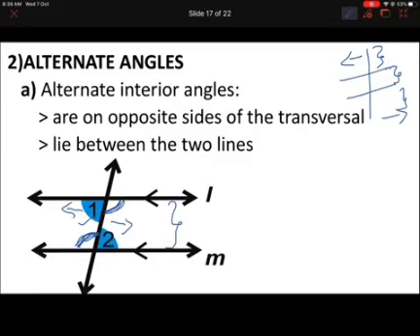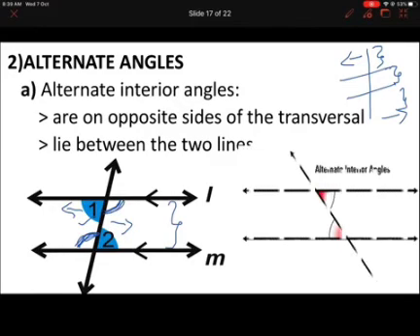Clear children? 2 pairs. Okay. Alternate interior angles. I have shown one as 1 and 2, the other one you can see with red. Clear? Interior angles, alternate angles. Okay? Alternate exterior angles, I'll come to that in the next part.